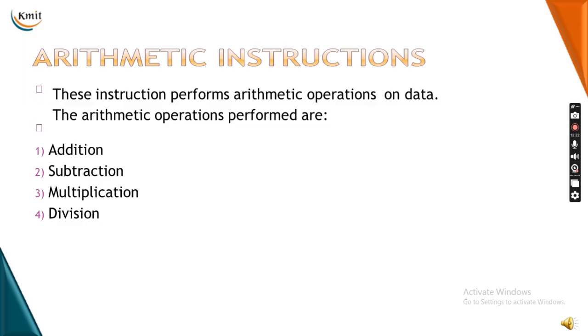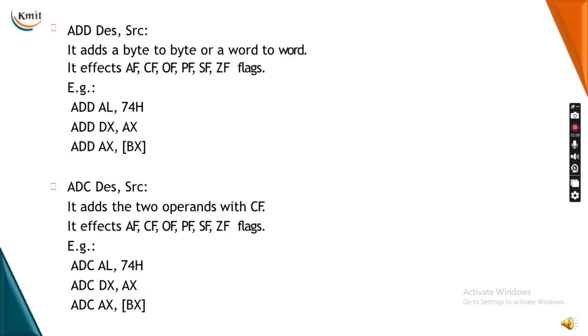Now we are going for arithmetic instructions. As we all know, arithmetic instructions are useful for performing arithmetic operations on data. There are 4 arithmetic operations: addition, subtraction, multiplication and division. First, addition, we have the ADD instruction. Using this ADD, you can add byte to byte or word to word. Does it affect the flags, yes or no?